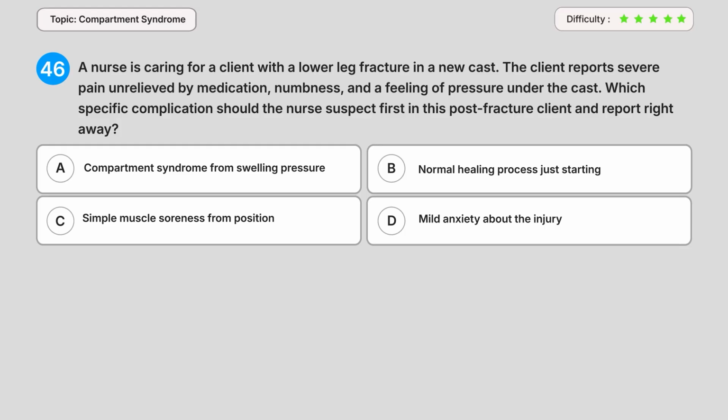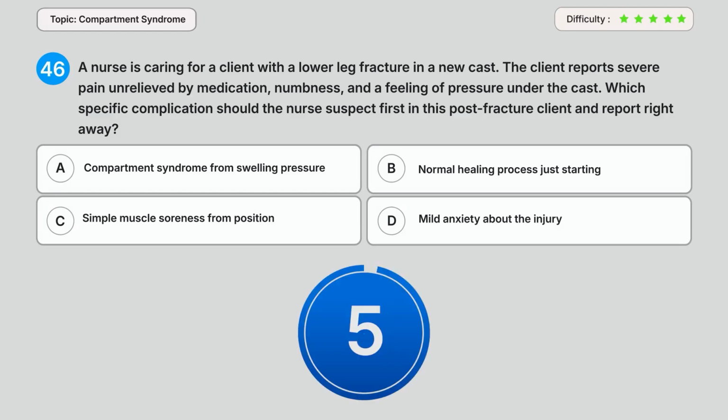A. Compartment syndrome from swelling pressure. B. Normal healing process just starting. C. Simple muscle soreness from position. D. Mild anxiety about the injury. Can you guess the answer?